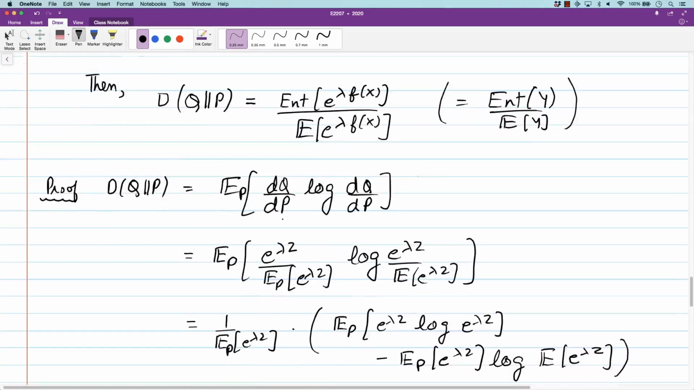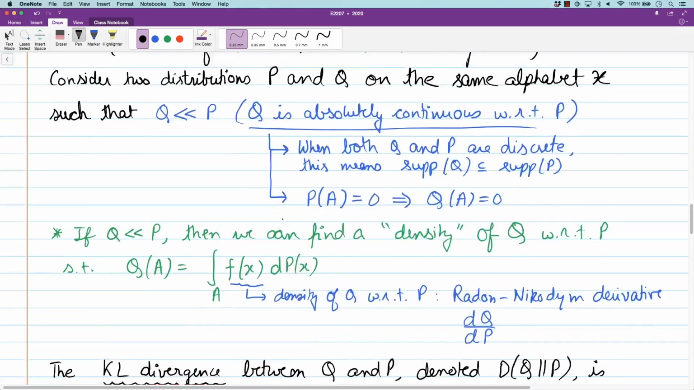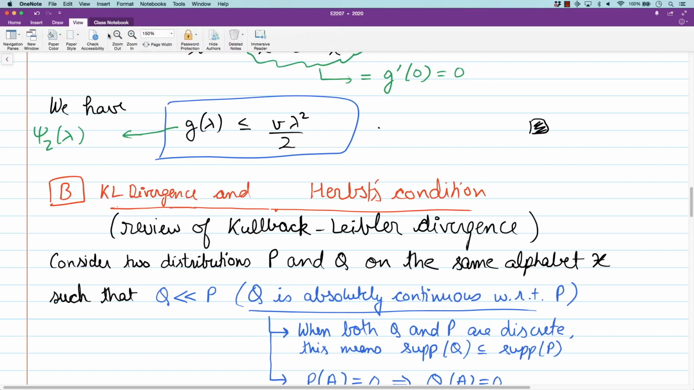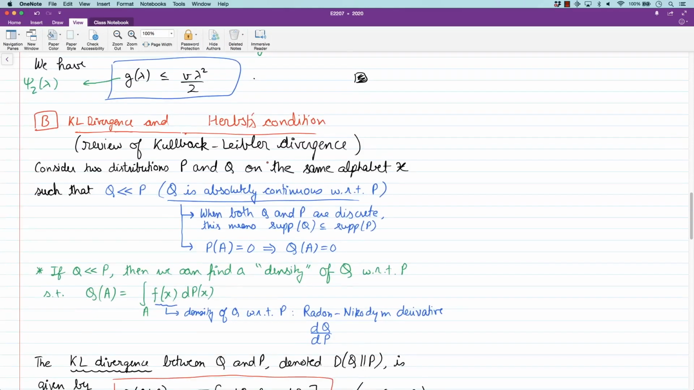So for now, I didn't actually complete the proof of tensorization. I think this lecture is becoming longer than what I wanted it to be. So I'll change the title. It's not about tensorization. It is KL divergence and Herbst argument. So we saw the connection between Herbst argument and KL divergence. In the next class, we will use this connection to establish a tensorization for Herbst condition.